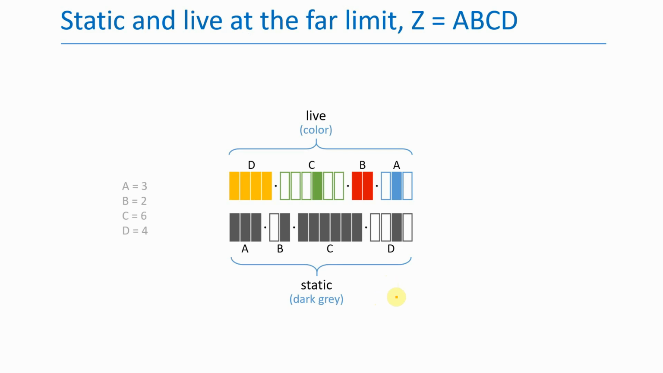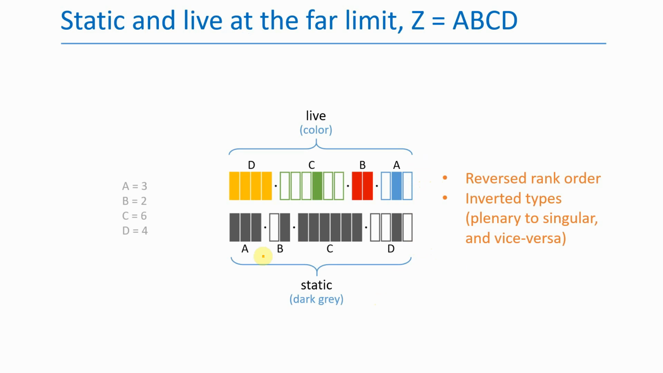The opposite extreme is the far limit, which is the plane that we set as the boundary of the system. Here we see two factor chains, static and live. We usually draw the static in dark gray and the live in colors. If you look at the details of the live at the far limit, it will look familiar because it's just like the calculation we did in Lecture 2. The static and live have all the same factor sizes, but the rank order is reversed from ABCD to DCBA. And also, the types are inverted from plenary to singular and vice versa.